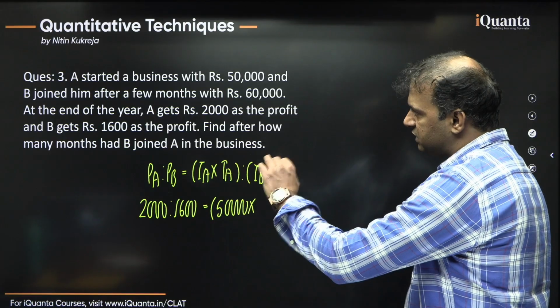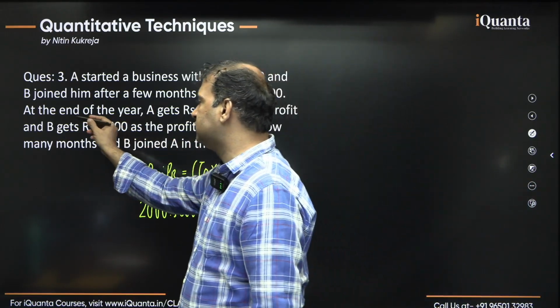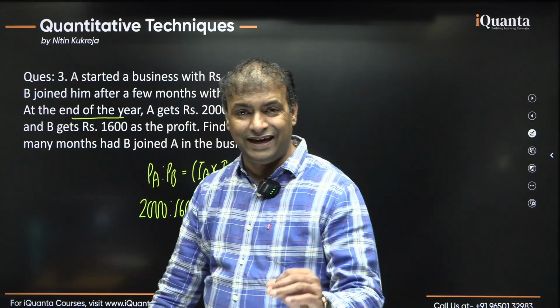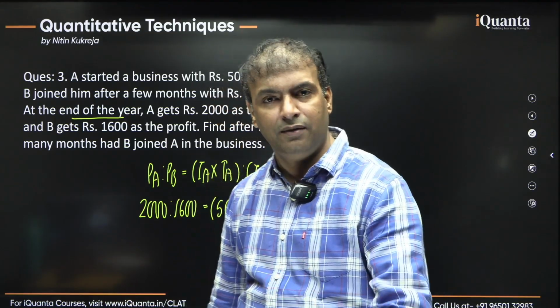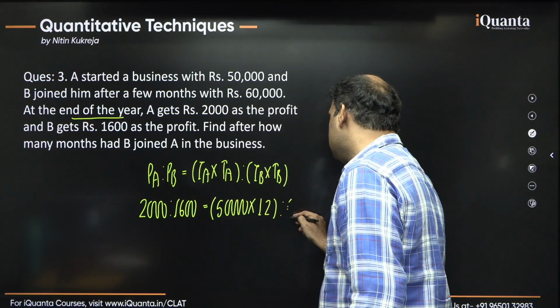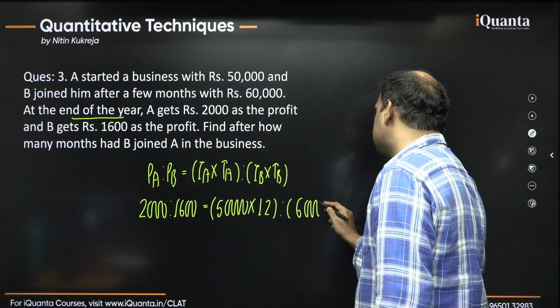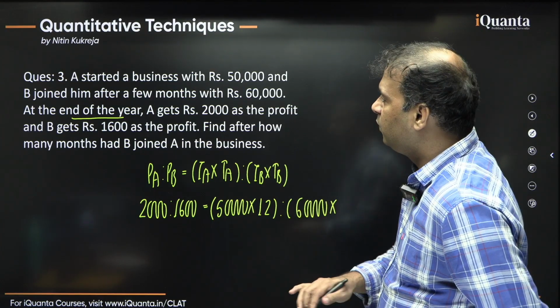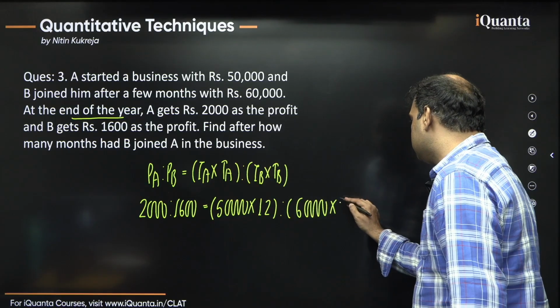Remember, guys, A started since the beginning, and the profit is calculated at the end of the year. That means A has invested for the whole year, or we shall say for the whole 12 months, right? So the time period of A is 12 months, simple. The investment of Mr. B is given to us 60,000. The time period of Mr. B we do not know. That's in fact the whole question is all about. All right, so I'll put here into TB.